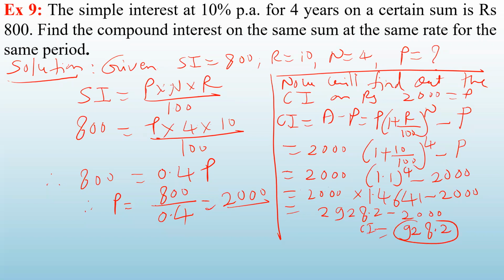Okay. So the simple interest was 800, but on the same principal 2,000, the compound interest with the same rate and for the same period comes out to be 928.2. Okay, I hope you have understood this. Let us move to the next problem now.